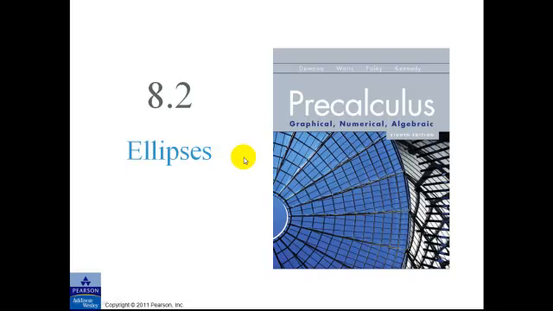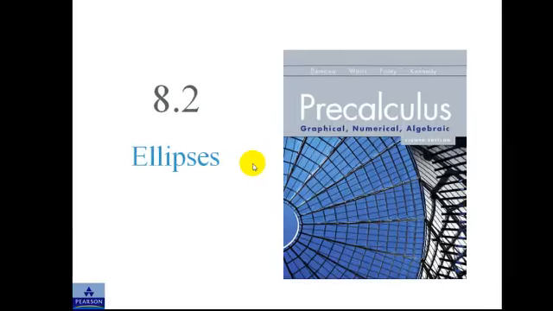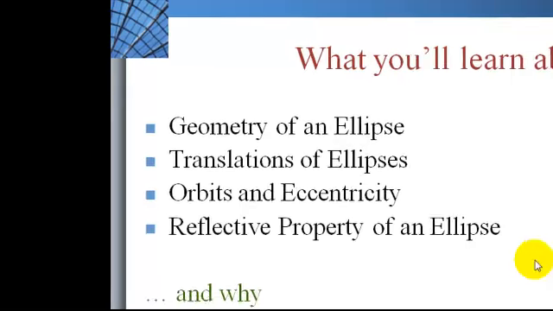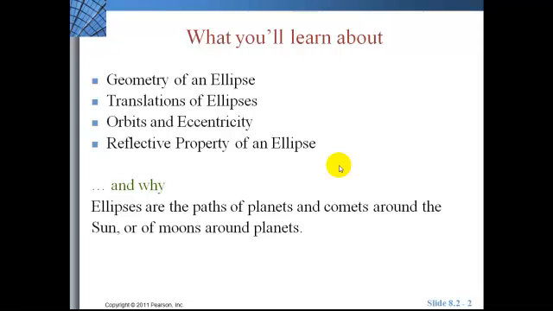Chapter 8.2 Ellipses. This will correspond with Learning Target 9.2. We'll be learning about the geometry of an ellipse, translations of ellipses, we'll look briefly at orbits and eccentricity, and in class we'll talk about the reflective property of ellipses. And then with the eccentricity, we'll look at why ellipses are the paths of planets and comets around the sun or of moons around planets.